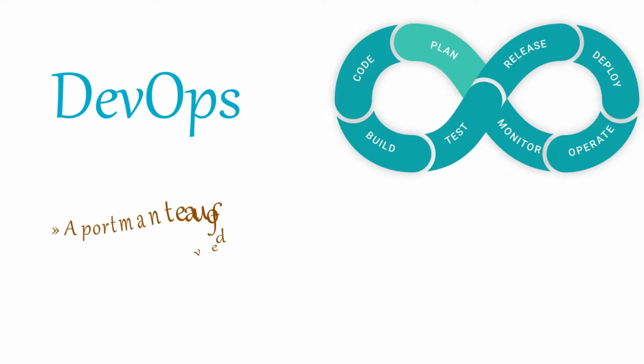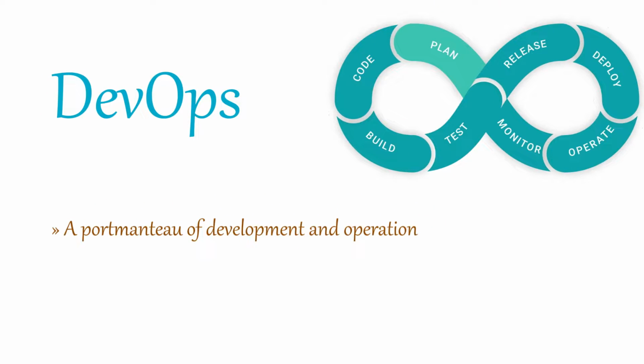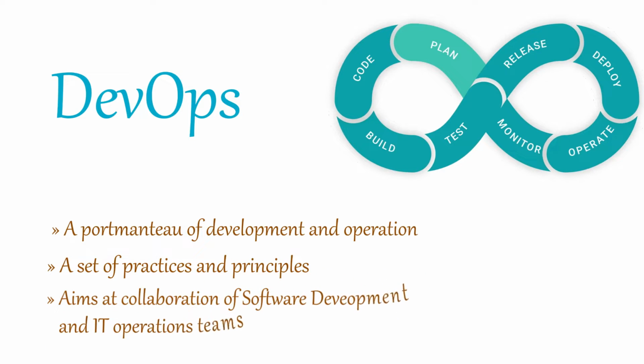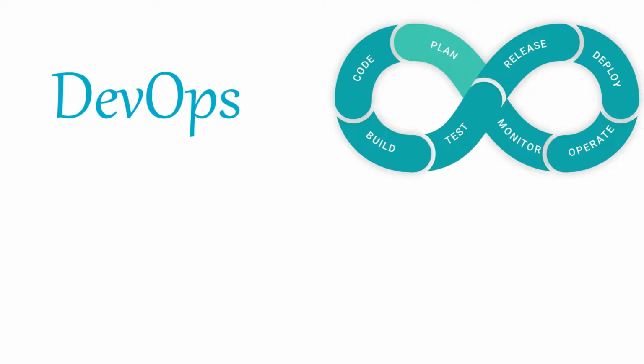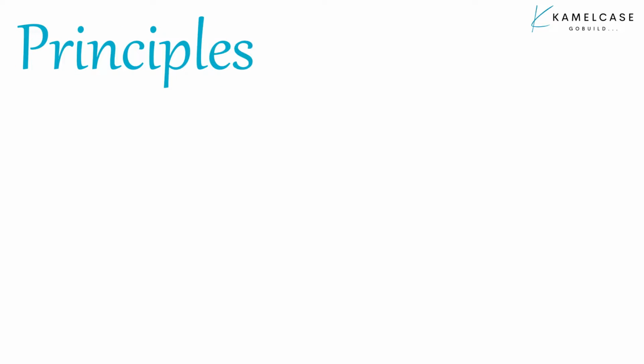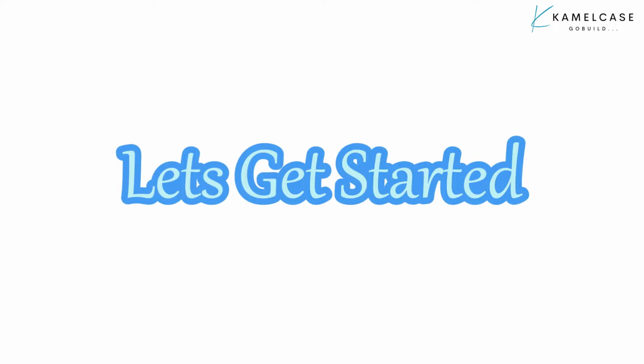DevOps, a portmanteau of development and operations, is a set of practices, principles, and cultural philosophies aimed at enhancing collaboration between software development and IT operations teams. It aims to streamline the software delivery process, improve efficiency, and foster a culture of continuous integration, continuous delivery, CI/CD, and rapid iteration. Now let's discuss the principles of DevOps, which are really very important. You guys are with me, right? So let's get started.